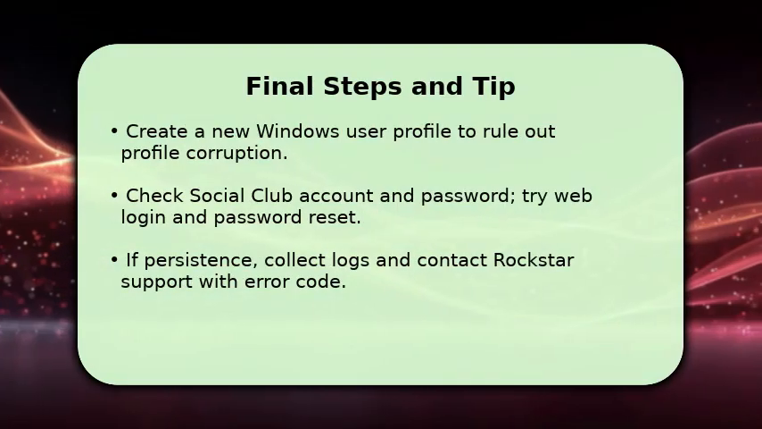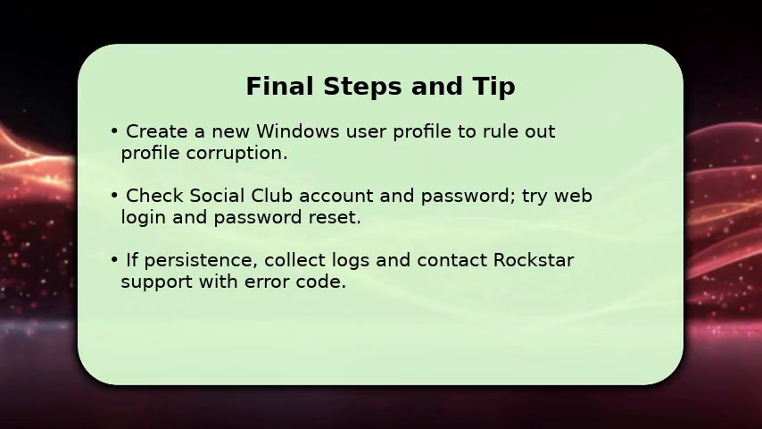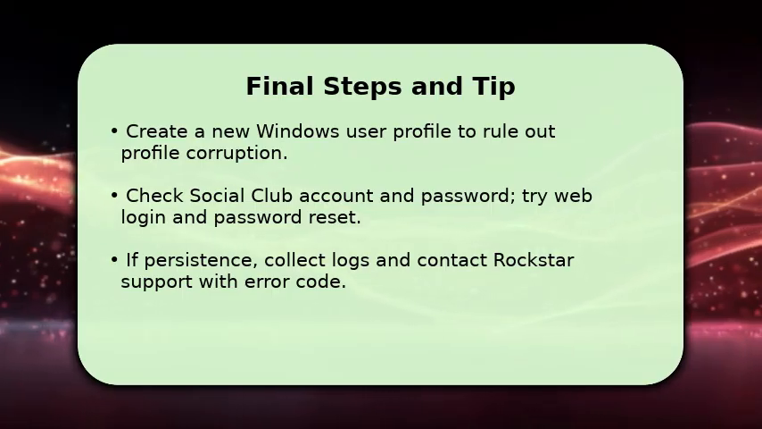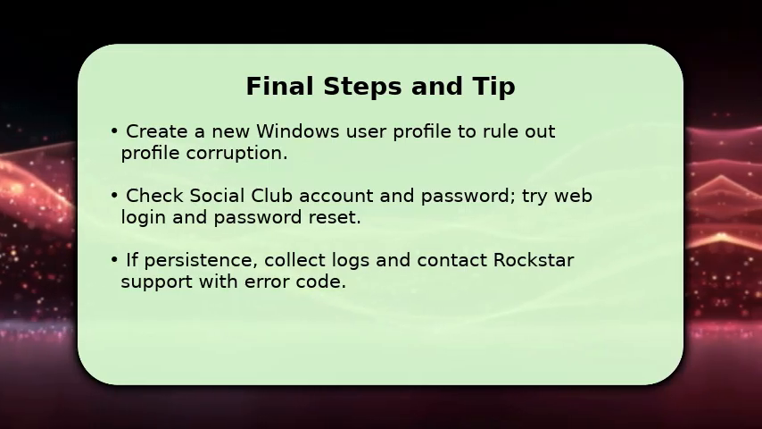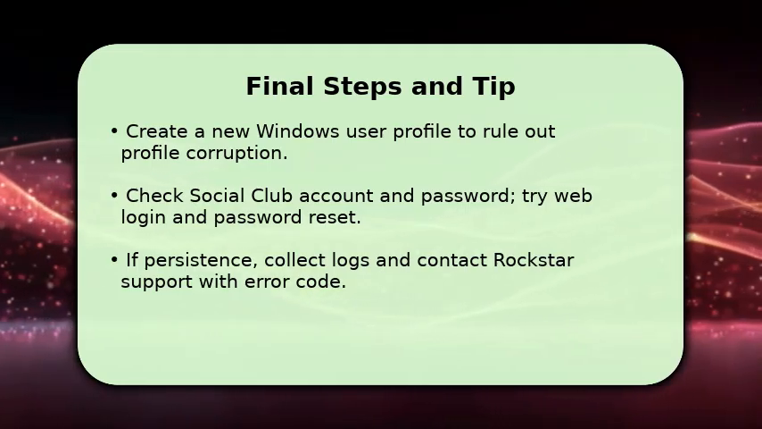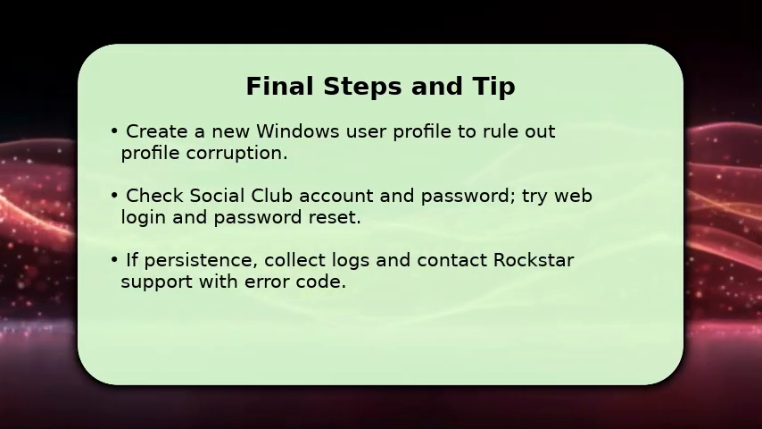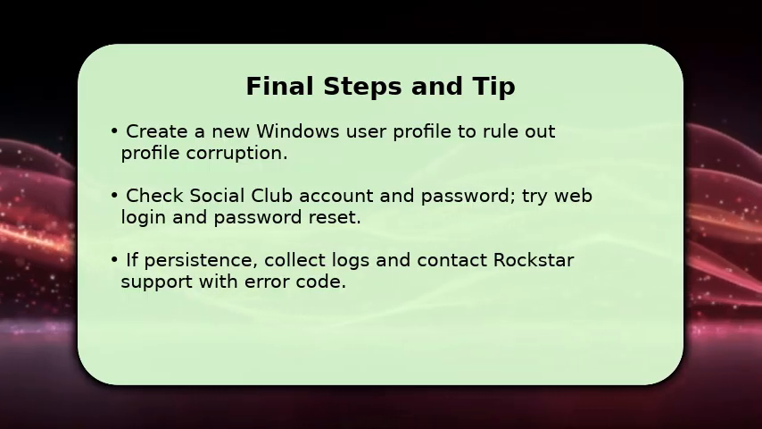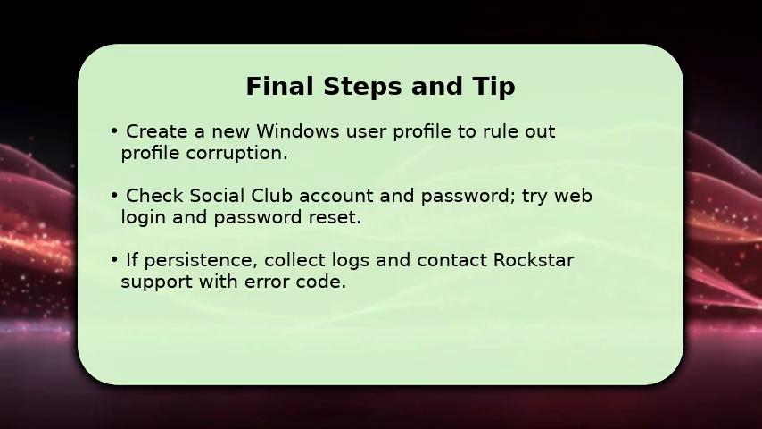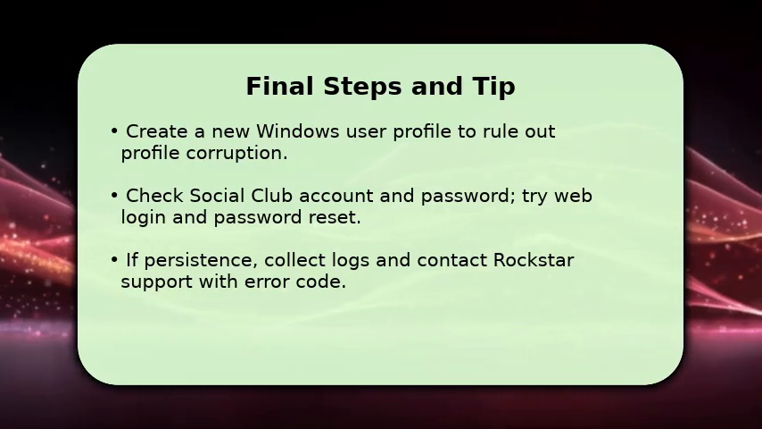To finish, isolate remaining issues. Create a new Windows user profile to rule out local profile corruption, then sign into the launcher there. Verify your Social Club account by logging in on the web and resetting the password if necessary, because authentication failures mimic offline errors. If the problem persists, gather launcher logs and system event entries.